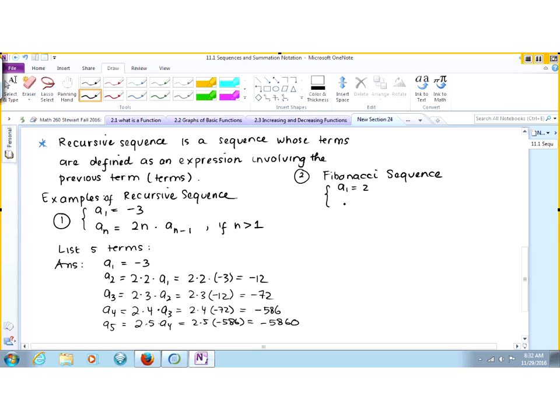So what does the Fibonacci sequence say? A1 is 2, A2 is 3, An is equal to An minus 1 plus An minus 2 if n is greater than 2. All right. Do you remember the Fibonacci sequence? No? Okay. So, can you list 5 terms of the Fibonacci sequence? List 5 terms.